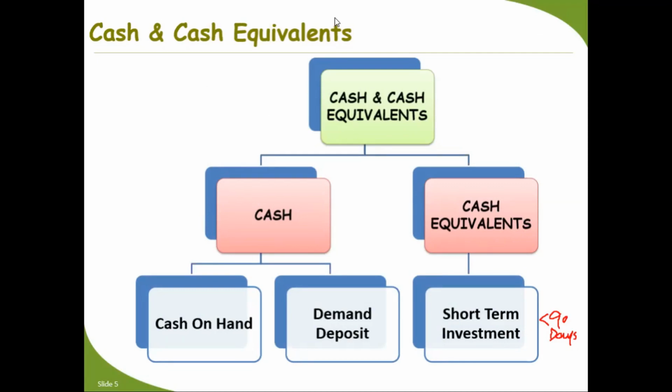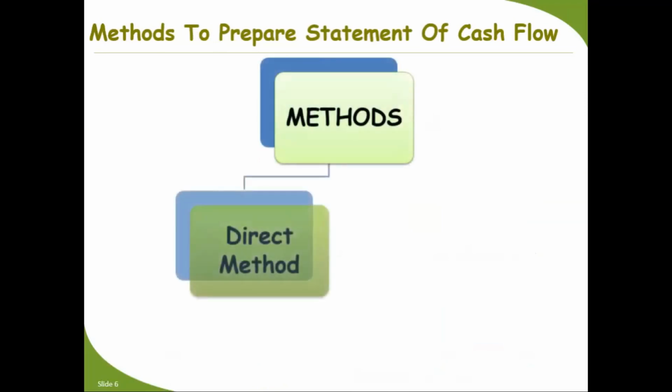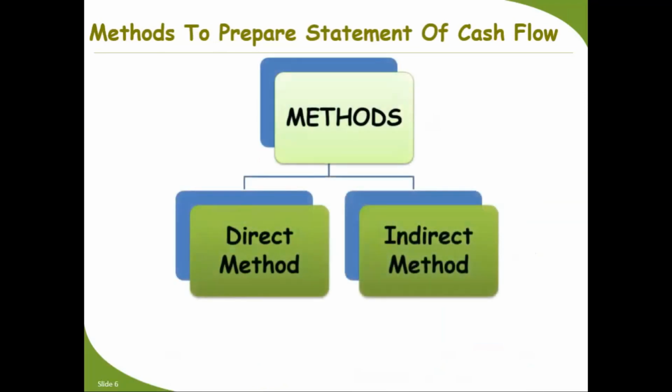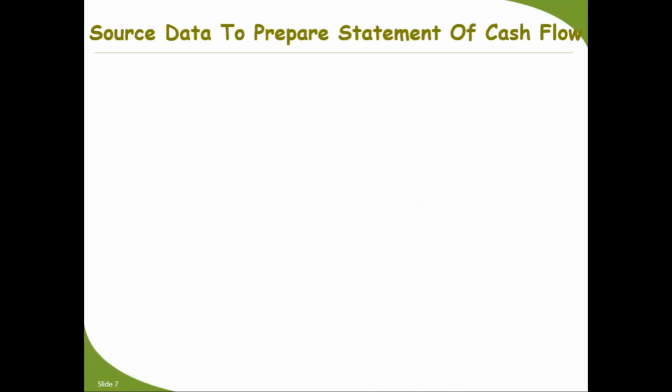Now we have discussion about methods to prepare statement of cash flow. There are two methods. One is called direct method and the other is called indirect method. Now, examiner has specifically discussed in your syllabus outline that for paper financial reporting, indirect method would be examinable, direct method would not be examinable. So it means in our 2 day session, we will talk about indirect method.